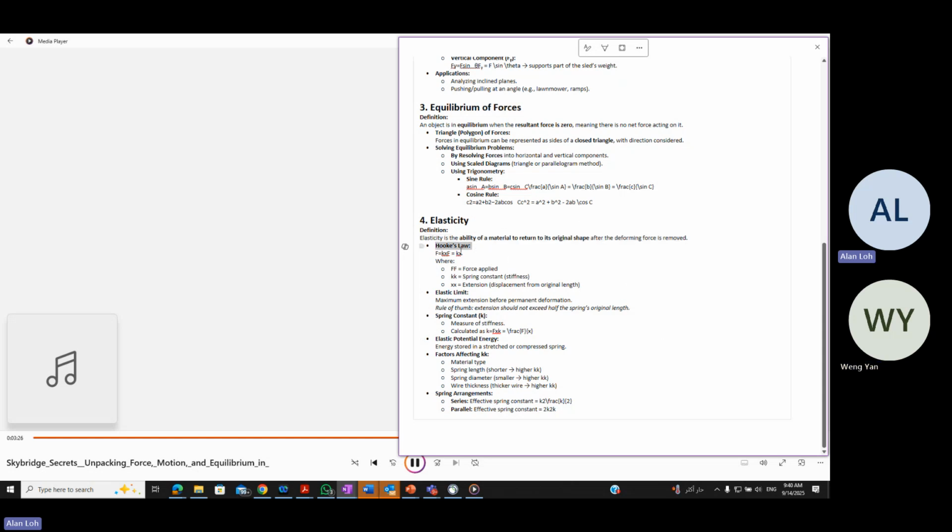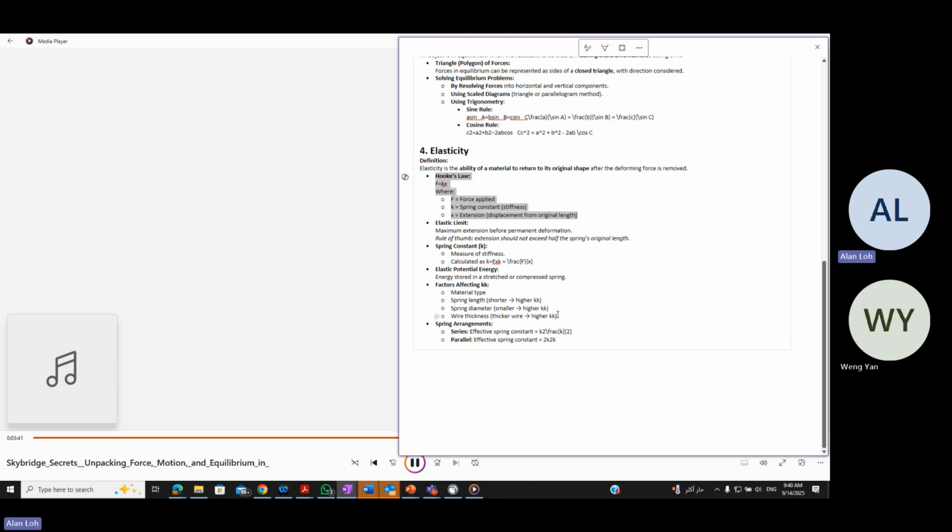F = kx. F is the force you apply. x is how much the spring stretches or compresses. And k? k is the spring constant. It basically tells you how stiff the spring is. A bigger k means a stiffer spring. And does that k depend on the spring itself? Absolutely. It depends on what the spring's made of, its length, diameter, even the thickness of the wire. It's all baked into that k value.